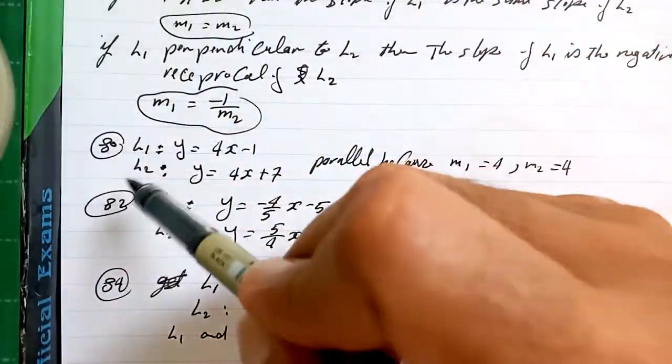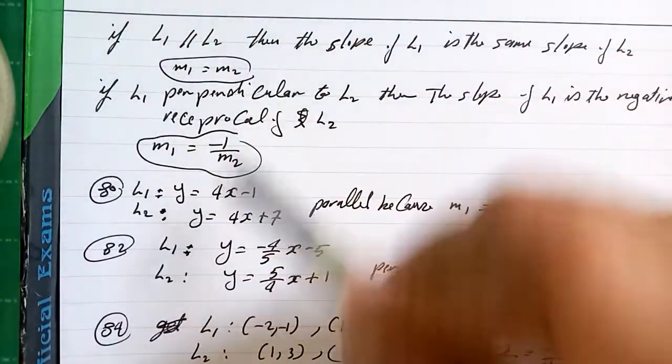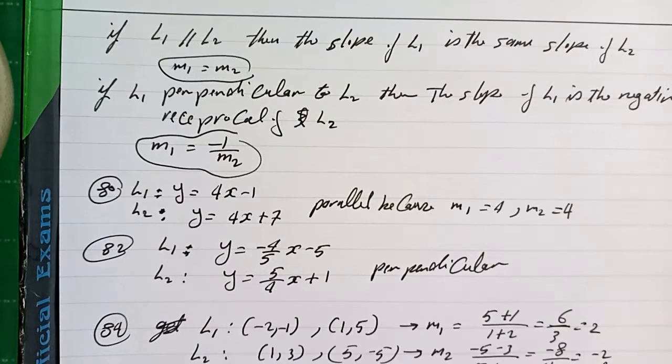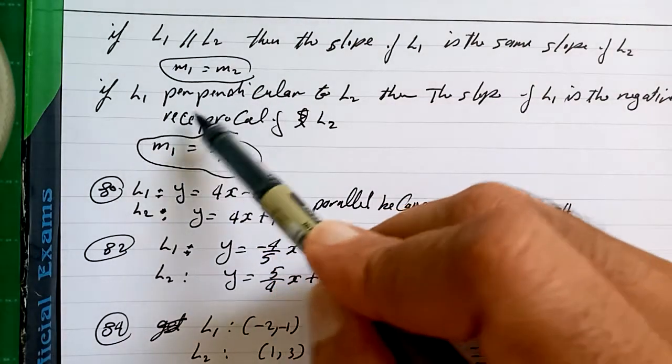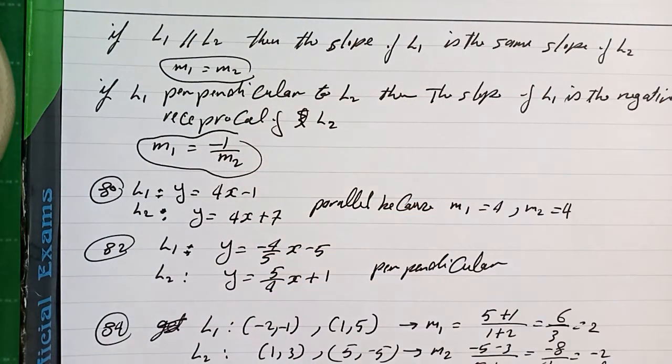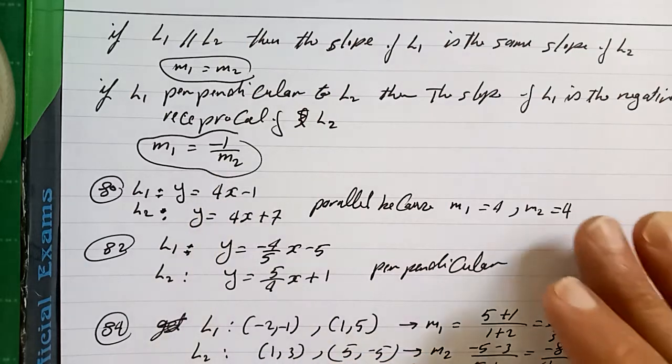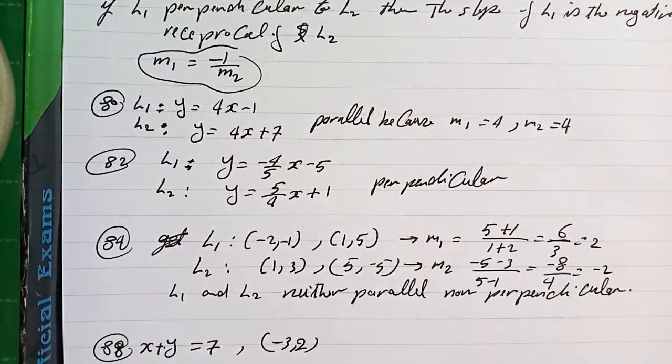Let's take number 80, but before going to number 80, we'll talk about parallel and perpendicular lines. If you have 2 parallel lines, L1 and L2, then the slope of L1 is the same as the slope of L2, m1 equals m2. If L1 is perpendicular to L2, then the slope of L1 is the negative reciprocal of L2, meaning m1 equals negative 1 over m2.